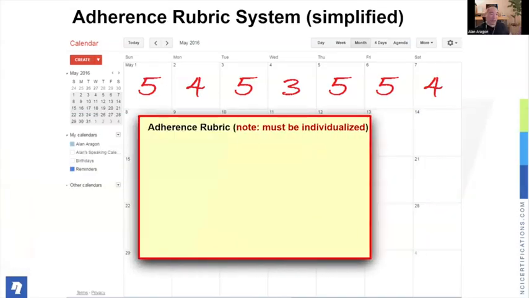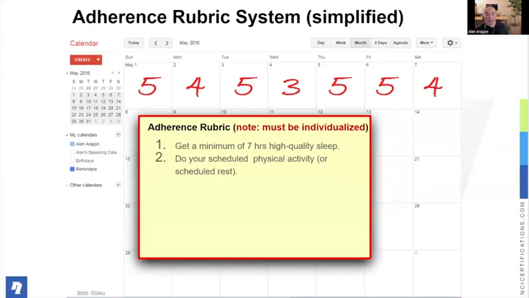So here is a 5-point adherence rubric system. And once again, these adherence points can be customized. So with this one, it's get a minimum of 7 hours of sleep, do your scheduled physical activity or scheduled rest, drink a minimum of 2 liters of plain water per day, employ the water trick. The water trick is basically having 2 tall glasses of water right before you sit down to a meal. In research, it has this tendency to shave off 100 to 150-ish calories from what you would eat otherwise if you didn't have that water.